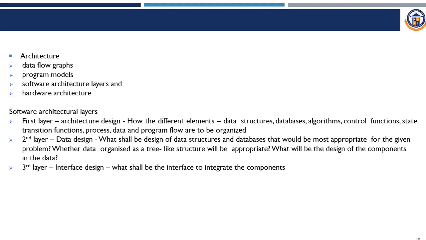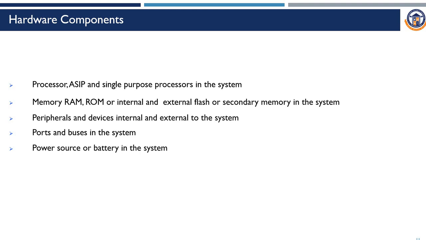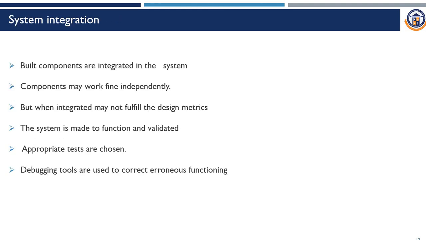What shall be the design of data structures, whether it is a tree-like structure or the design of components in the data. Third layer, which includes interface design, where what shall be the interface to integrate the design. And the fourth one is hardware components, which includes processor, application specific processors, single purpose processors, memory, RAM, ROM, peripherals and devices which are connected internally, externally to the system, ports and buses in the system, power source or battery in the system. Finally, system integration.